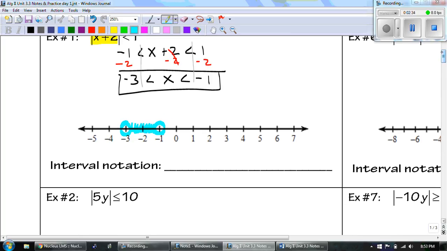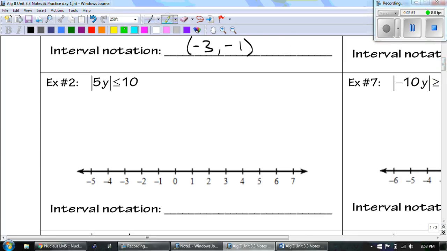And then when I take that into interval notation, our graph starts at negative 3 and is open, and the graph ends at negative 1 and it's open there too.